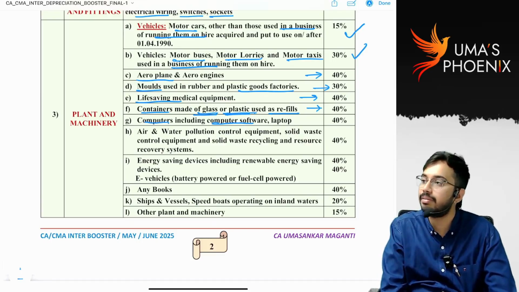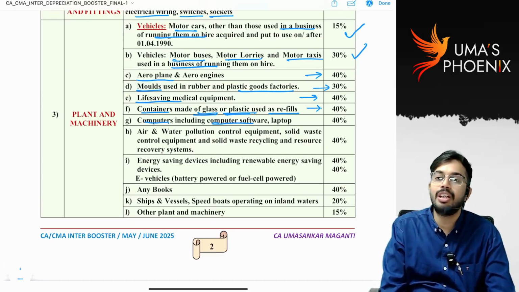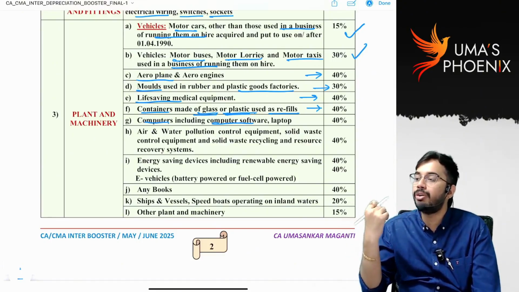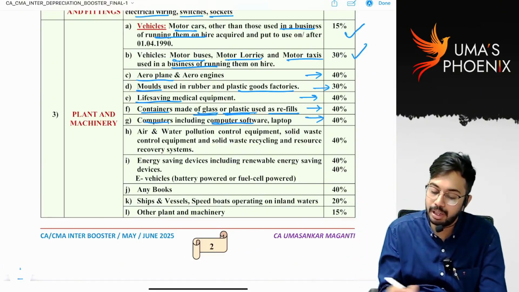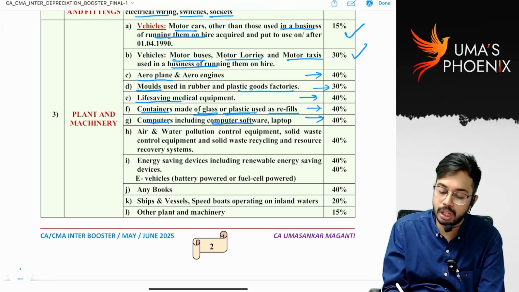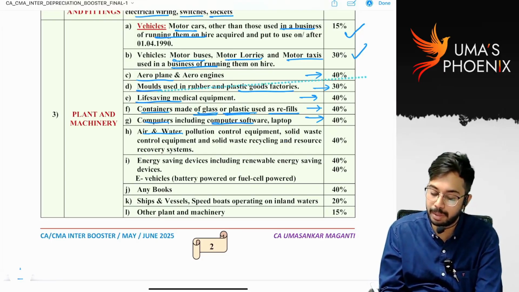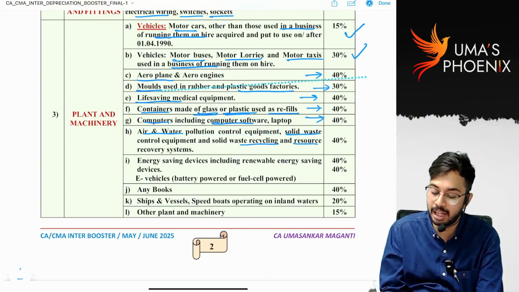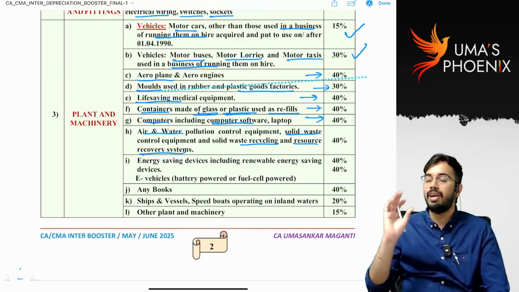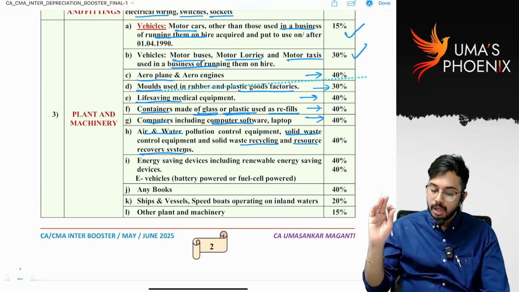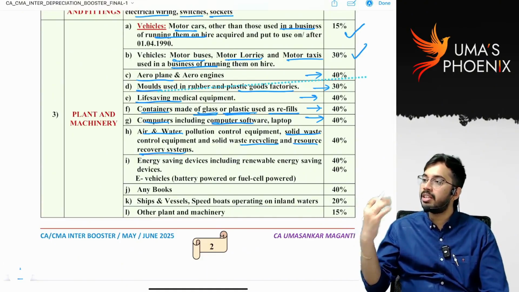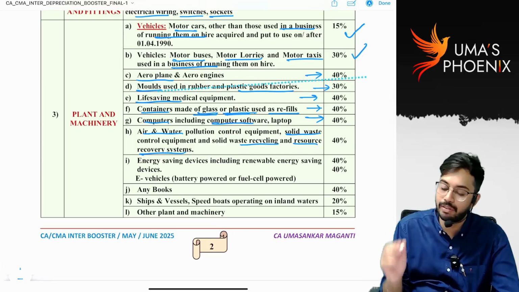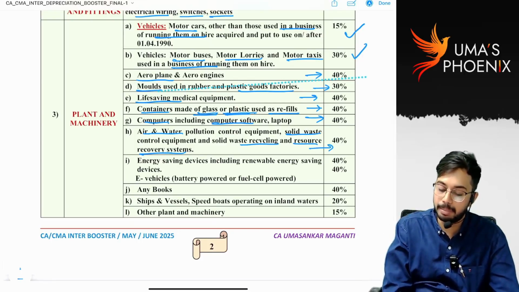Do you know Tally? When you purchase a computer or computer software, you need to apply a 40% rate of depreciation. Next, air pollution control, water pollution control equipment, solid waste control equipment, and solid waste recycling and resource recovery systems. Very simple. Pollution control equipment, whether it is air, water or solid: the rate of depreciation applicable is 40%.